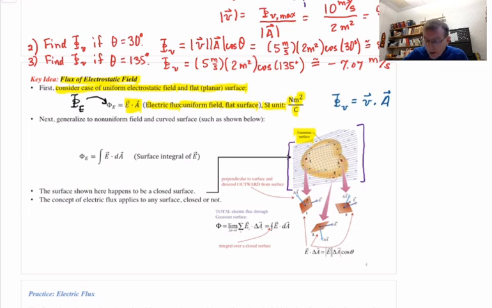Okay? Each little patch has some amount of area. We'll call it delta A. But I'm going to think of each little patch as having an area vector. Delta A arrow, where the magnitude of delta A is the size of the area of that patch, and the direction of delta A arrow is perpendicular to that patch, pointing outward from the surface.